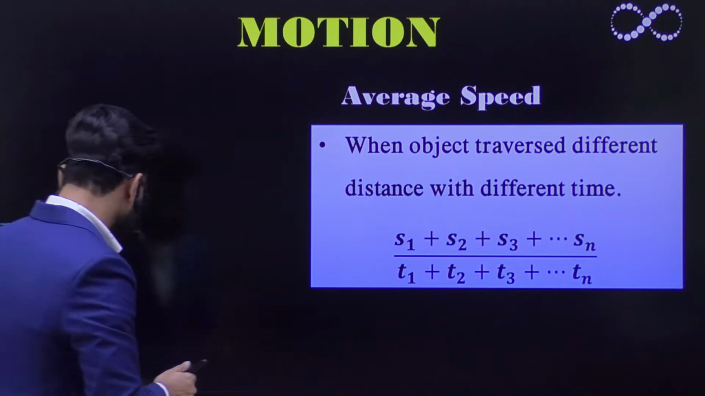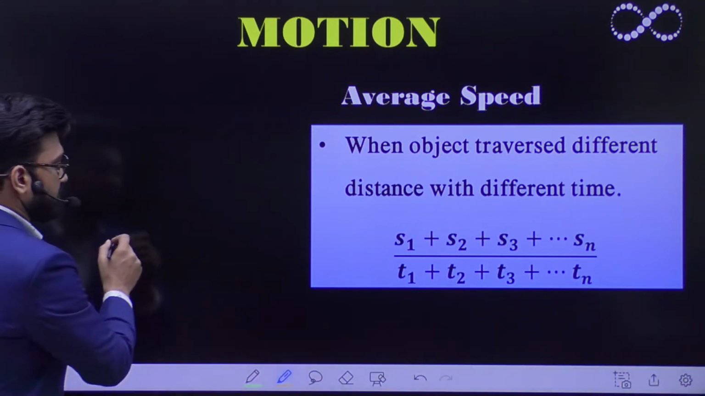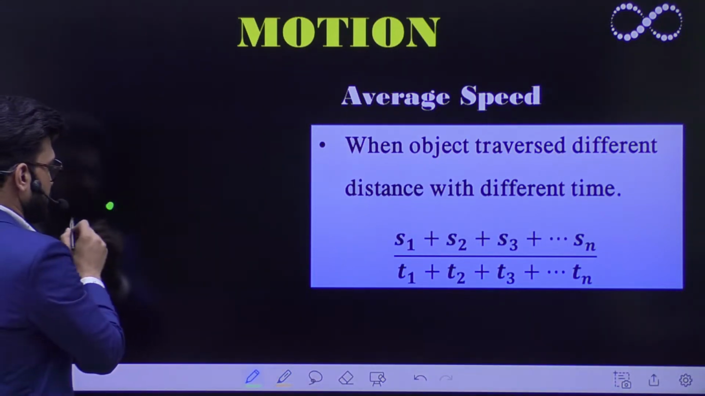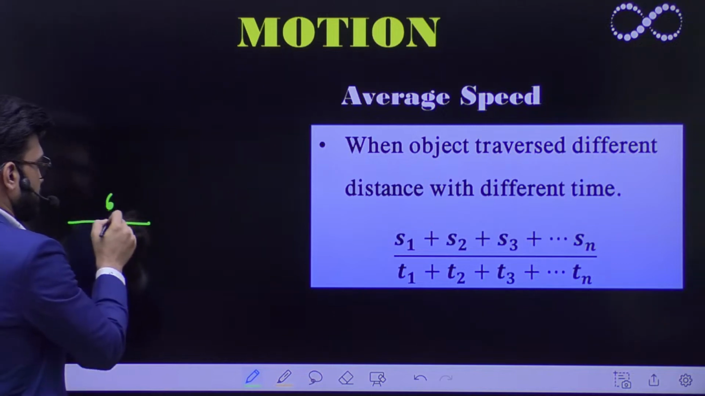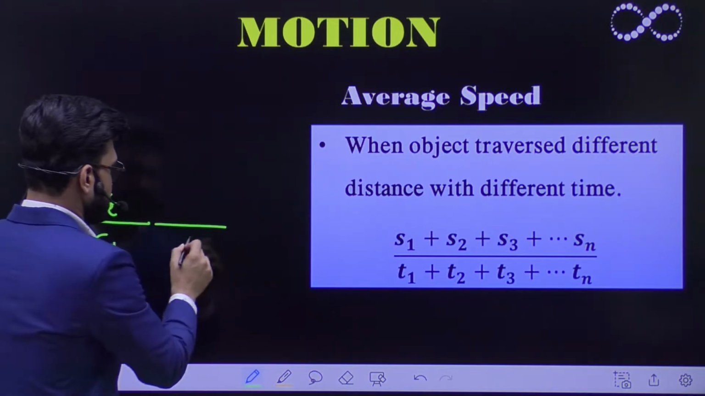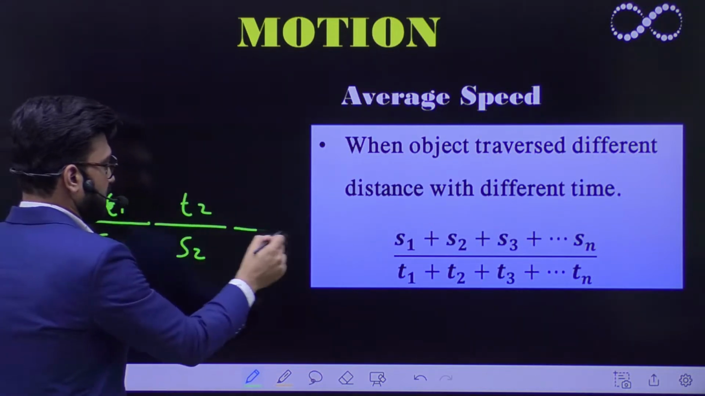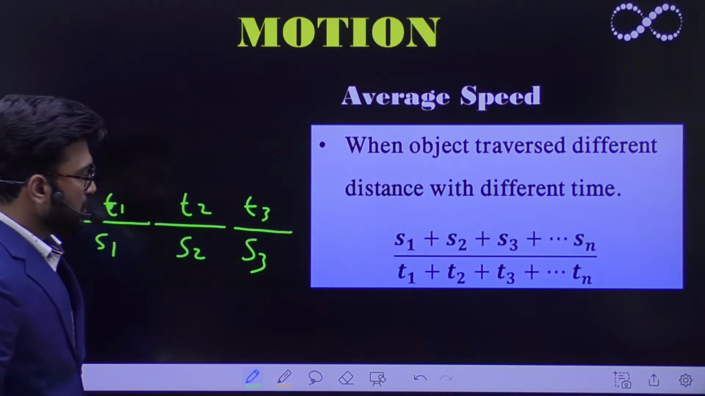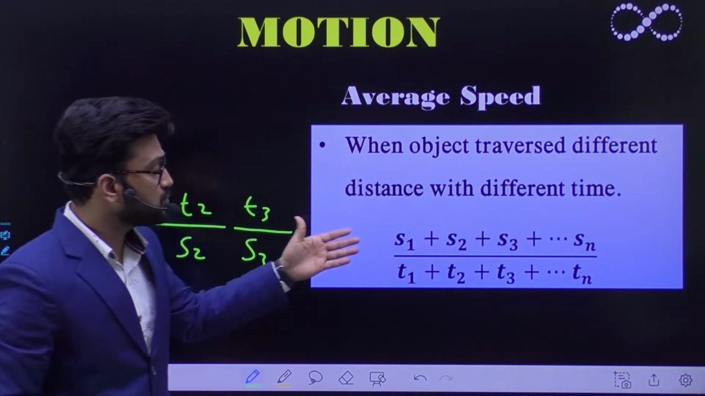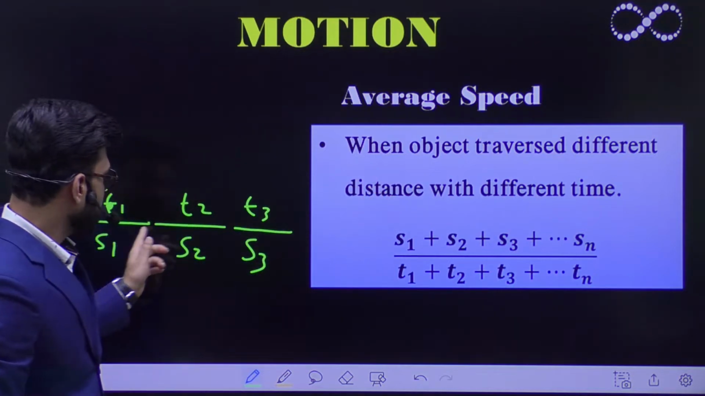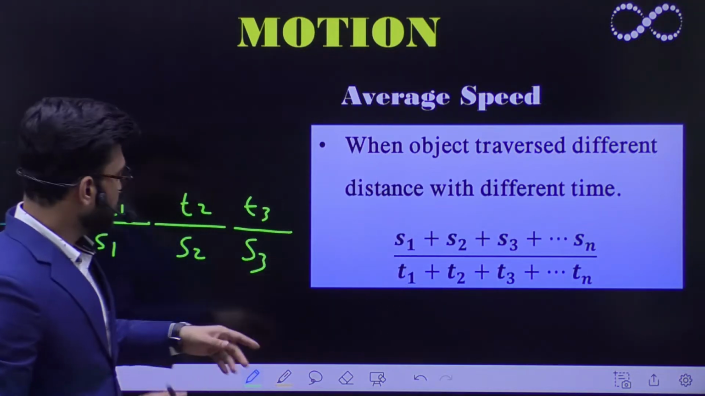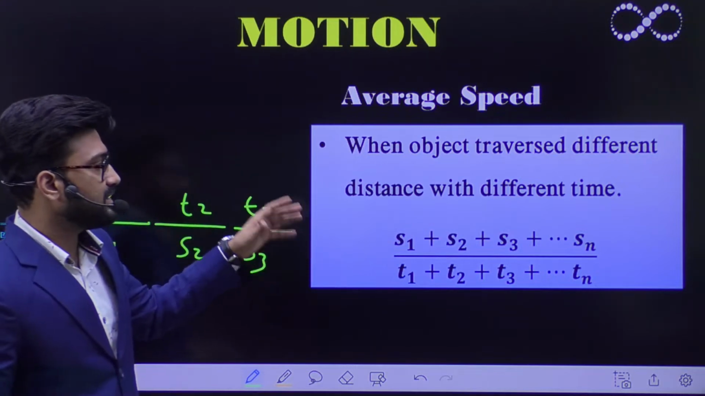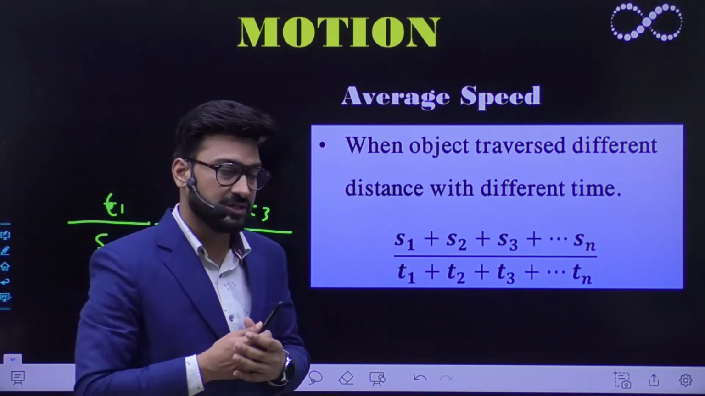Okay, so that means if a body travels s1 distance in t1 time, s2 distance in t2 time and so on, s3 distance in t3 time. So what is average speed? Average speed is total distance by total time. Total distance is s1 plus s2 plus s3 and total time is t1 plus t2 and t3 and so on. You can easily find out the average speed using this formula.